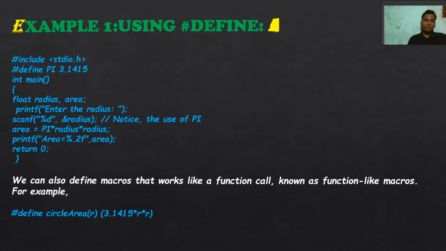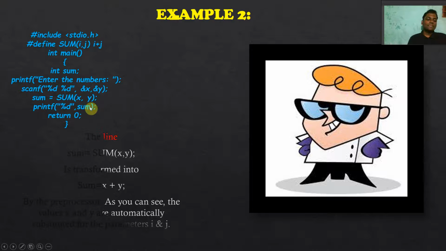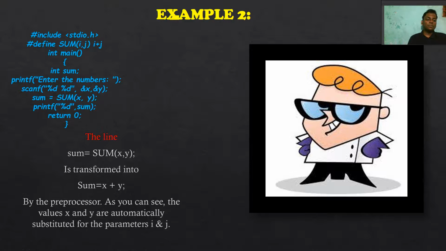If we see an example about the function, here we have used the define preprocessor to add the sum function, which is included with two integers i and j, and this equation will be i plus j. So in the program, when we have used sum equals sum x y, x and y will be here in place of i and j. So the line sum equals sum x plus y is transformed by the preprocessor. As we can see, the values x and y are automatically substituted for the parameters i and j.